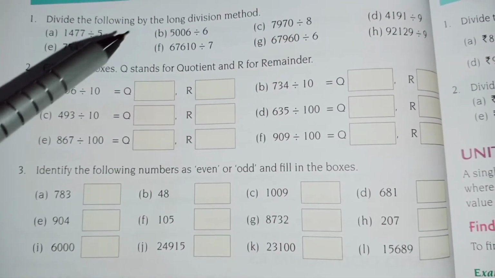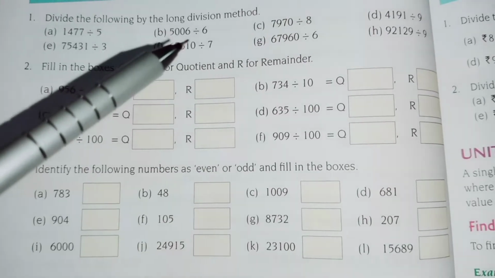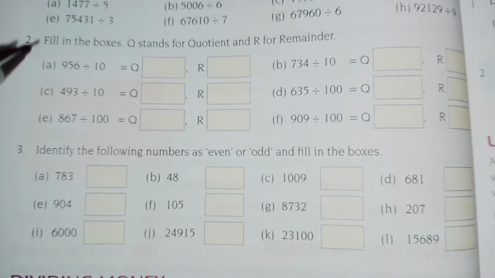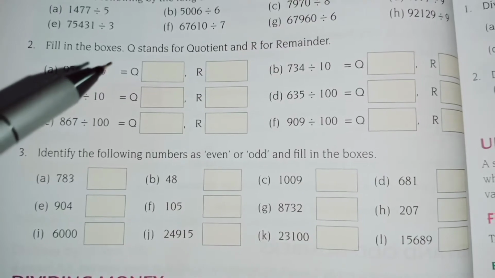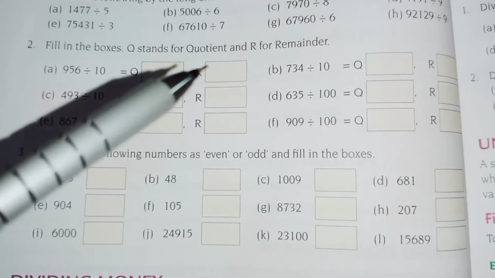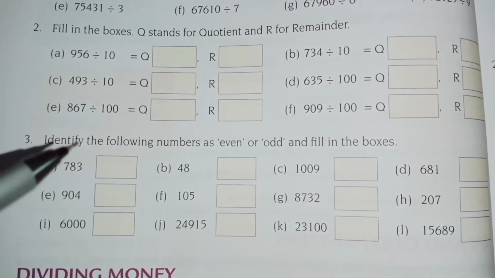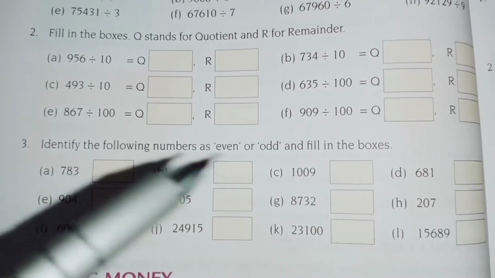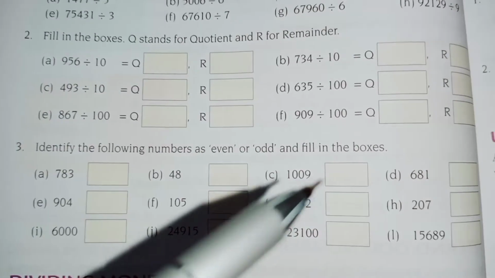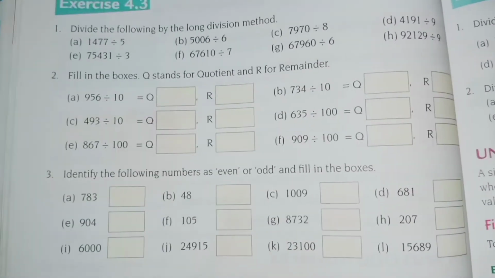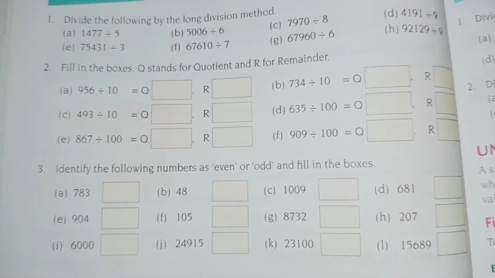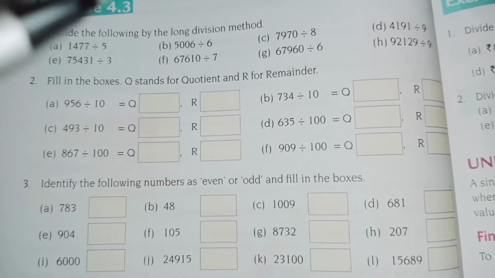Divide the following by the long division method. Number 2 is fill in the boxes. Q stands for quotient and R stands for remainder. Number 3, identify the following numbers as even or odd and fill in the boxes. So these are the three types of questions in exercise 4.3.